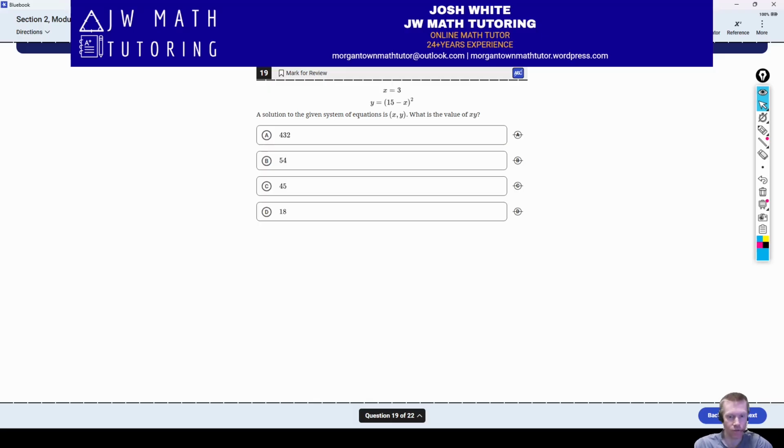All right, next we have another system of equations here, but again, one of them is already solved for x, so we can just take that and plug it in here, and then 15 minus 3 is 12. 12 squared is 144.